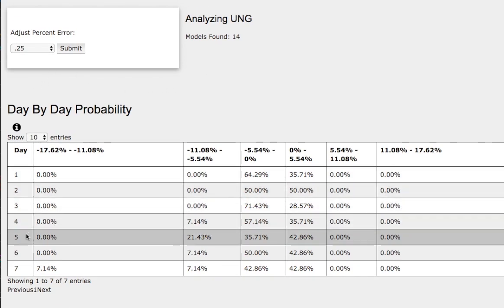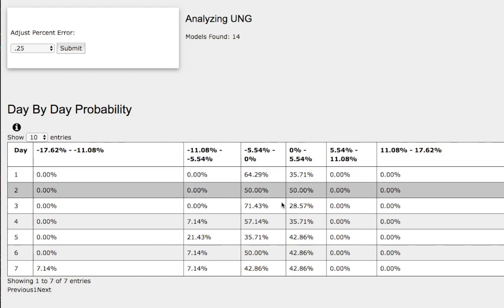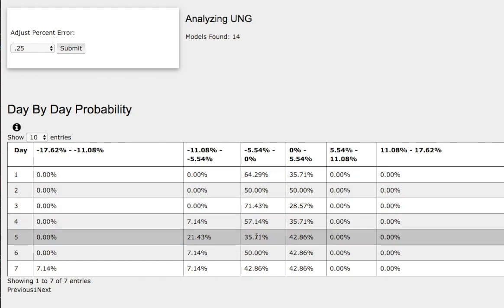As we progress to the 5th day or week of trading, we have a 43% chance for natural gas to climb between 0 to 5.5%. And to the downside, we have a 36% chance for it to fall between 0 to negative 5.5%. And for the extreme case to the downside, a 21% chance to fall between negative 5.5% to negative 11%.